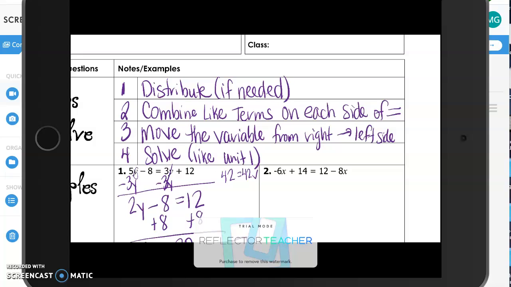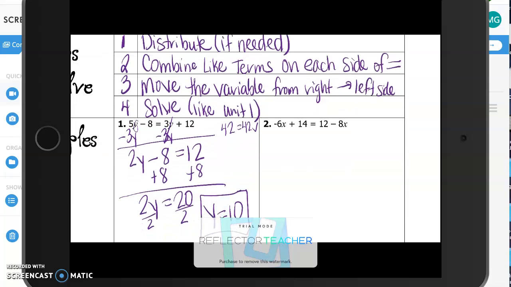Then if you have more than one set of like terms on either side of the equal sign, you need to combine those together. Then what I do is take the variable from the right and move it to the left every time, just so I'm always doing the same thing. And that will help us, especially when we get to inequalities. After that, you can solve just like Unit 1. And I will show you a little shortcut in here as well.